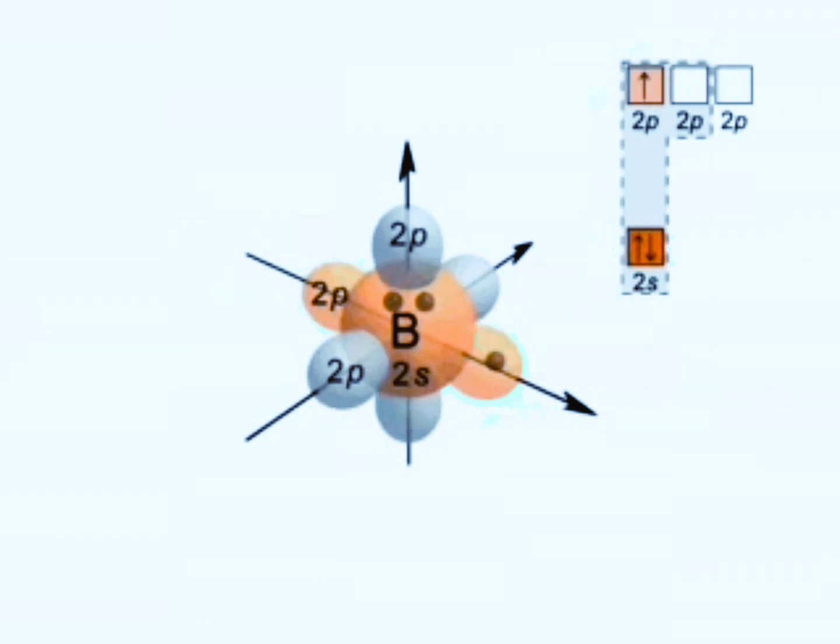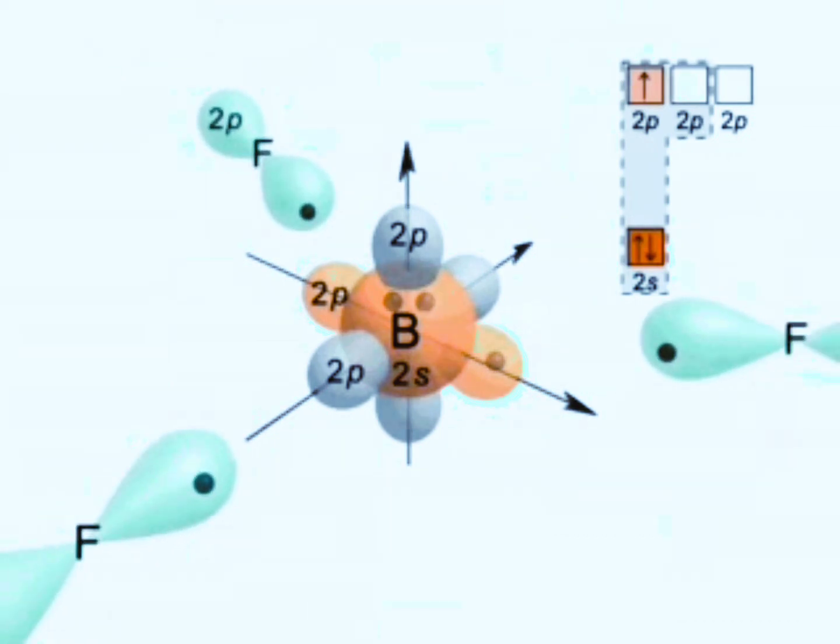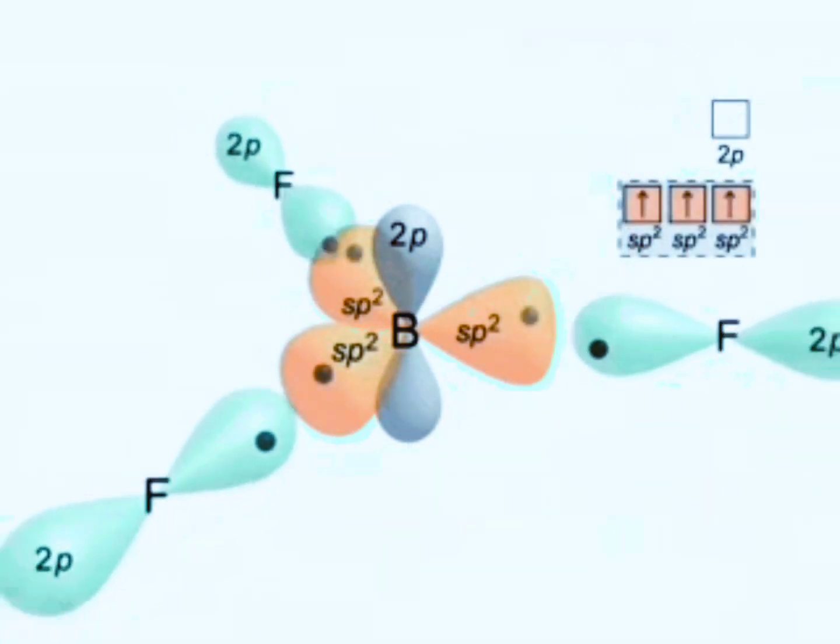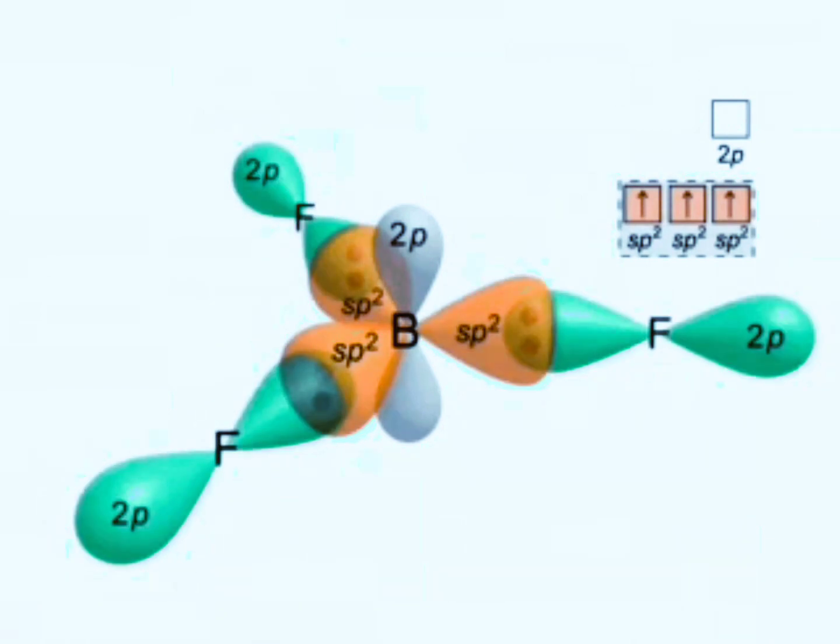Here's an orbital depiction of the ground-state boron with filled 2s, half-filled 2p, and two empty 2p's. The fluorines have half-filled 2p orbitals. In BF3, the boron atom is hybridized, with the 3 sp2 hybrids pointing to the corners of an equilateral triangle. Boron and fluorine orbitals overlap to form 3 BF bonds 120 degrees apart.